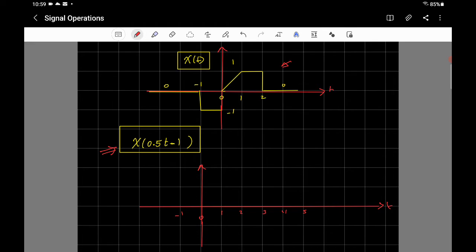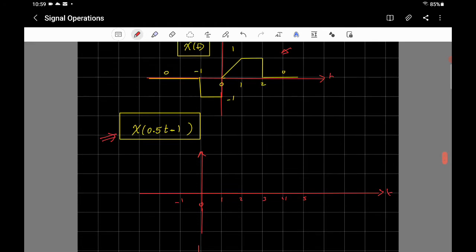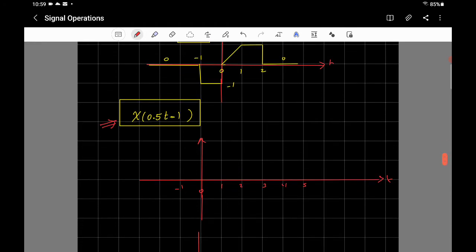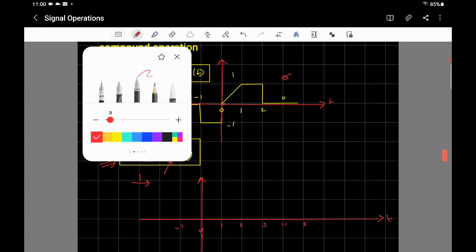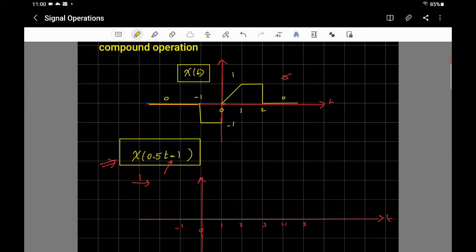So what is the order? You can do it in any order, but I would prefer to start with the time shifting. So there is time shifting by 1, and since it's negative 1, it will be towards the right by 1 unit. So every single point is going to move 1 point toward the right. As we did in the previous example, 2 will go to 3. So 2 will become 3, and 1 will move to 2.